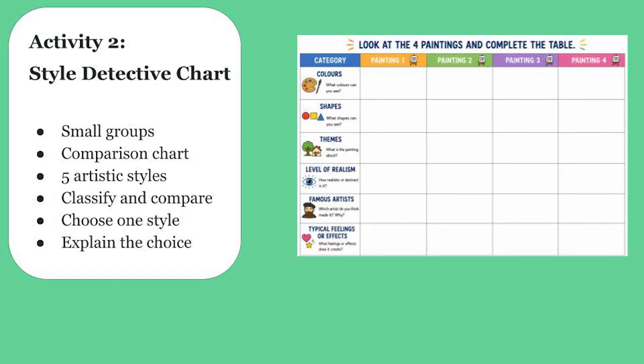The second activity is a style detective chart. Students work in small groups and complete a comparison chart about 5 artistic styles. They read short descriptions, match them with images, and complete categories such as color, shapes, realism, artists, and effects. This activity is especially important because it shows the cognition element very clearly. Students classify, compare, and justify. At the end, each group chooses one artistic style for the final poster and explains its choice to the class.